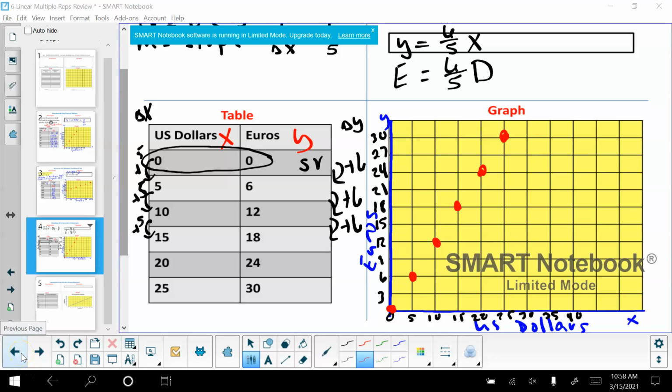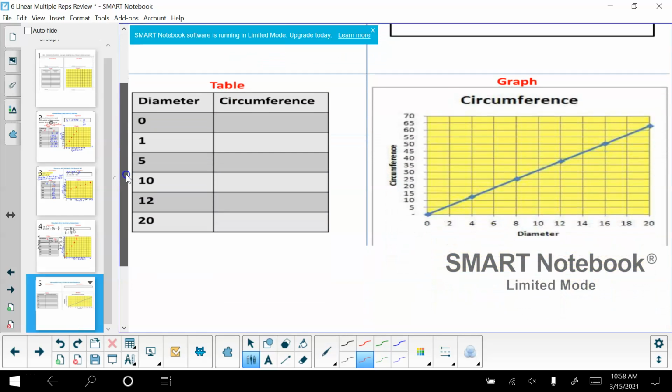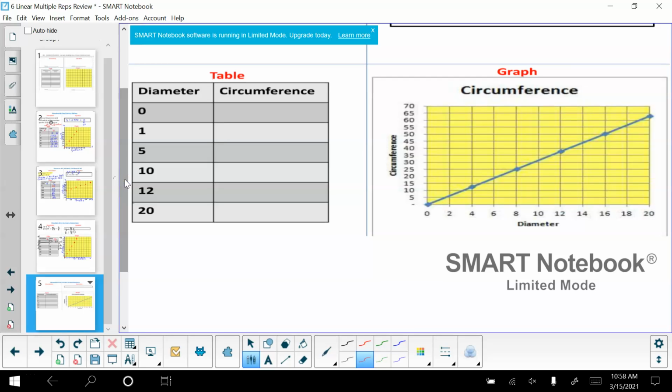This is our last example of our linear multiple reps, and in this one we're going to be given a graph. And the situation is talking about, if you look at the top, circle circumference, and that's also how the graph is titled, circumference. And circumference deals with circles, and you'll also notice it's got the diameter is the x. I'm going to go ahead and label on the table. The circumference is the y. I'm going to go ahead and pull the information out of the table here.